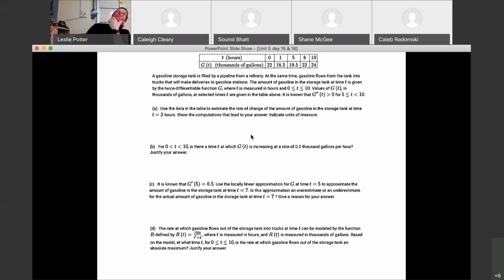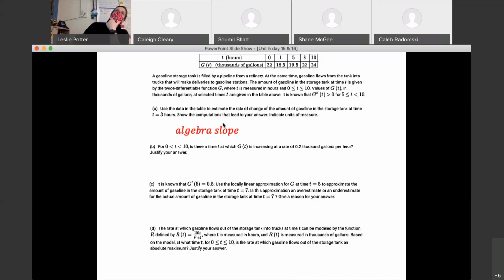Part A says use the data in the table to estimate the rate of change of the amount of gas. What is the only thing you can do when I give you a table? Algebra slope, exactly. We have G, gas, they want the rate, G prime. That's a slope calculation. That's the only thing. You don't have a function right now. So we're going to learn something second semester that you can do with a table too. And there are literally only 2 things I could ever ask you to do with a table. One is algebra slope.